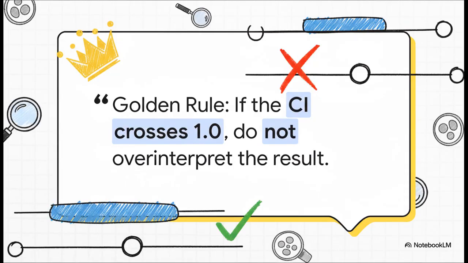And that brings us to what I like to call the golden rule. Seriously, if you remember one thing about the confidence interval, make it this.